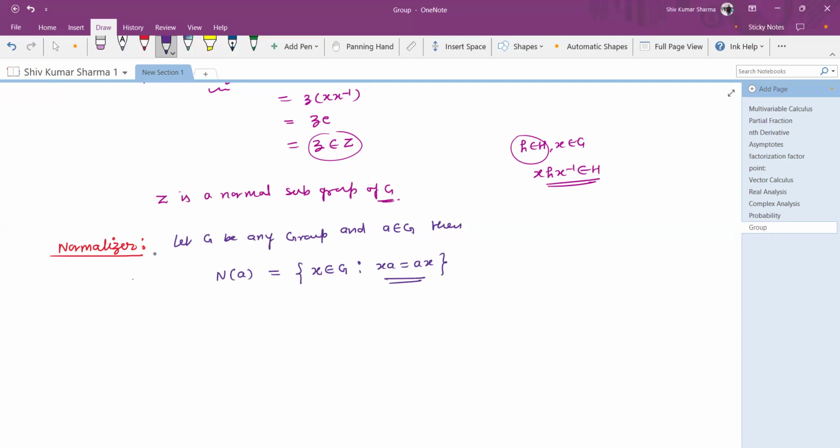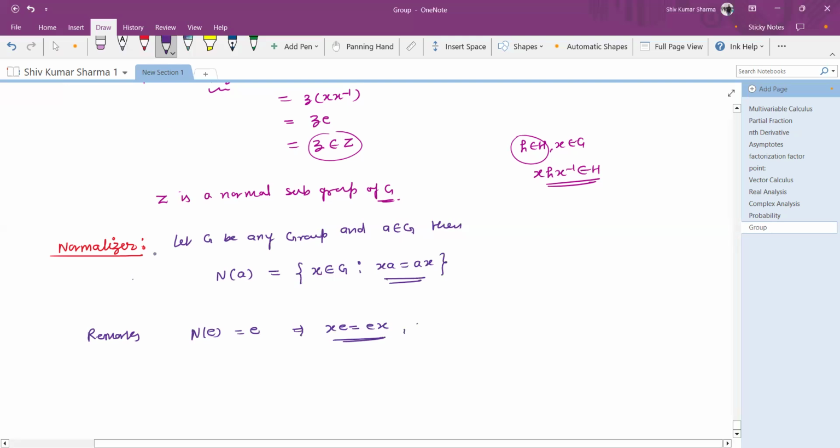So we have some remark. So we also understand the remark. If we have NE, we have NE, so NE is equal to E. This implies that XE is equal to EX. So when we take A equal to E, this holds for every X belongs to G. The identity element, that means we take E which belongs to G, where G is the group, always exists. So follow the normalizer.